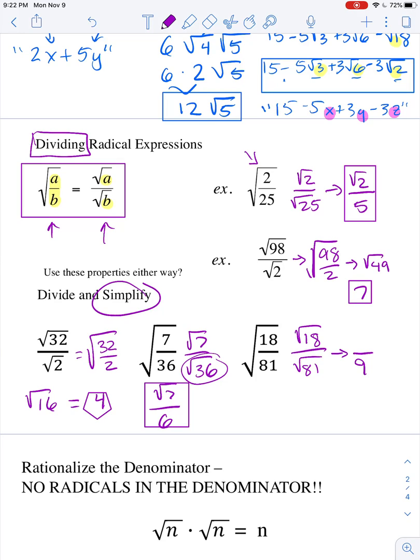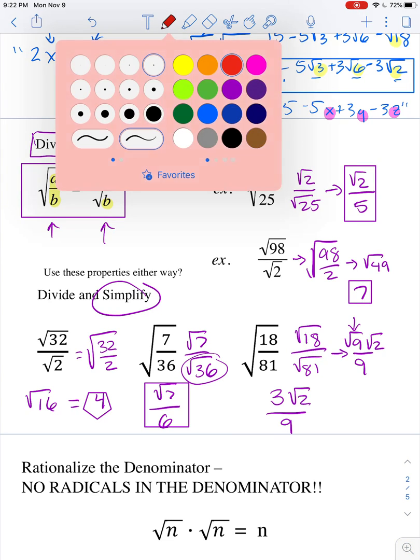18 is a pretty big number, and I always have to simplify. So I'm going to look for the biggest number that's a perfect square that goes into 18, and that number is going to be a 9 times 2. Do not cross off these 9s, because the top one is the square root of 9. And the square root of 9 is a 3. So at this point, I have this.